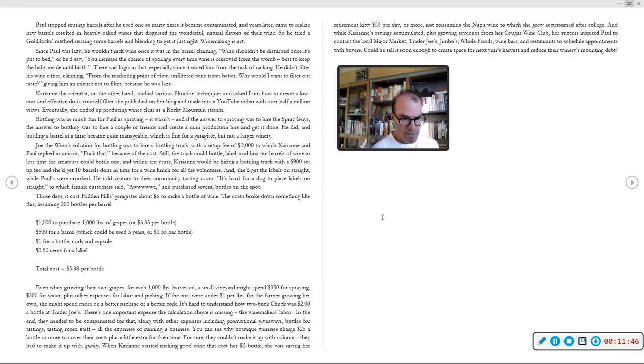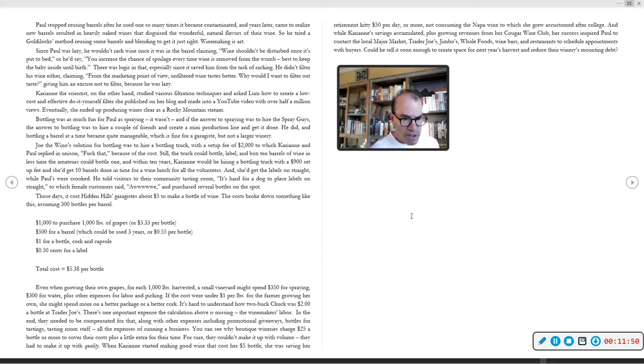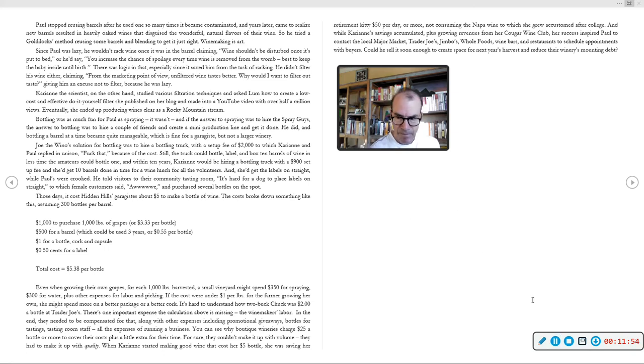Even when growing their own grapes, for each 1,000 pounds harvested, a small vineyard might spend $350 for spraying, $300 for water, plus other expenses for labor and picking. If the costs were under a dollar per pound, for the farmer growing her own, she might spend more on a better package or a better cork. It's hard to understand how $2 Chuck was $2 a bottle at Trader Joe's.